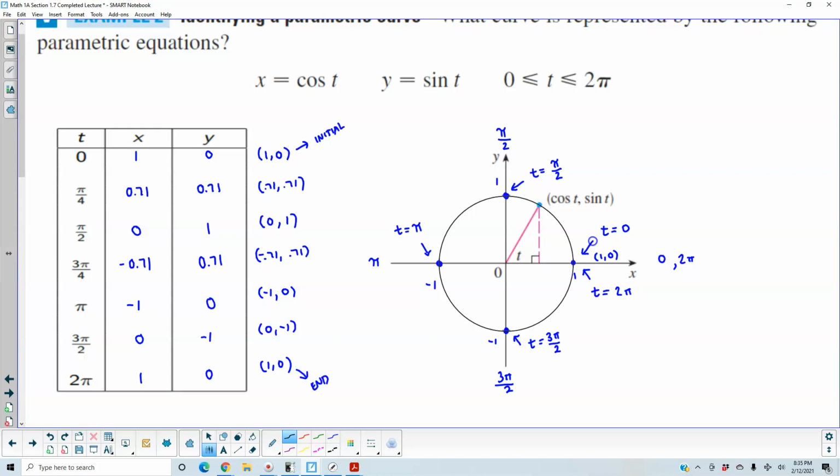So now we can draw arrows for our direction. We're starting at t equal to 0, and then we're moving to pi over 2, so we have an arrow in this direction. And then we're going from pi over 2 to pi, so the arrow is going in that direction. And then from pi to 3 pi over 2, we're going in this direction. And from 3 pi over 2 to 2 pi, there is the direction of our circle. So you can see that we end up having a circle here.